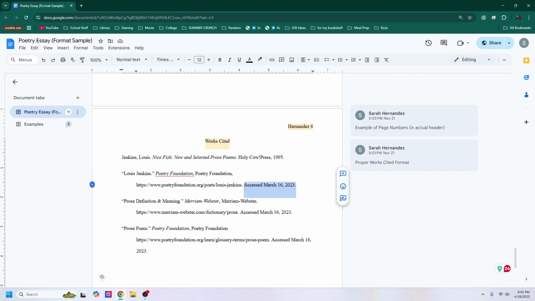You also have your access date if it's an online resource. If they have the published date, like they have here, in 1995, wow, I feel like that's very old. And yet, its poetry is still meaningful in the present. Isn't that nice? So, I've got Jenkins Lewis first, Lewis Jenkins second, prose definition third, prose poem fourth. Alphabetical.